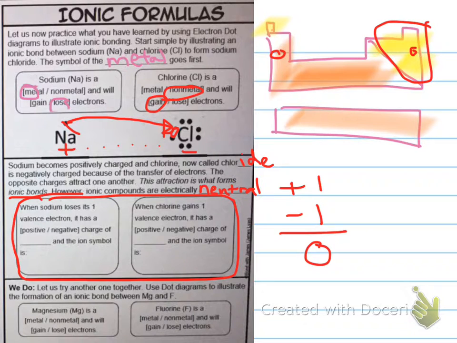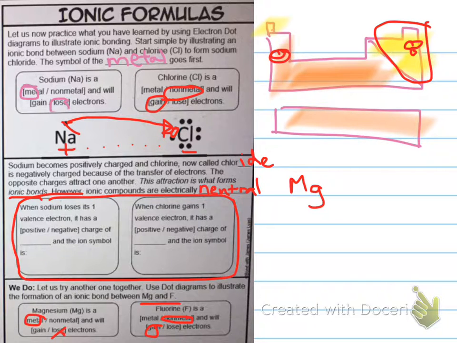Okay, so let's do one more. Use the dot diagram to illustrate the formation of an ionic bond between magnesium and fluorine. So first we need to figure out what is our metal and what is our nonmetal. Well, magnesium is right over here and fluorine is right over here. So magnesium is going to be the metal and fluorine is going to be the nonmetal. Again, metals will lose electrons and nonmetals gain electrons.